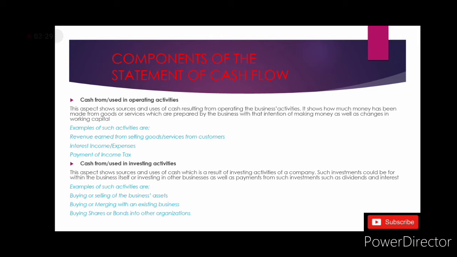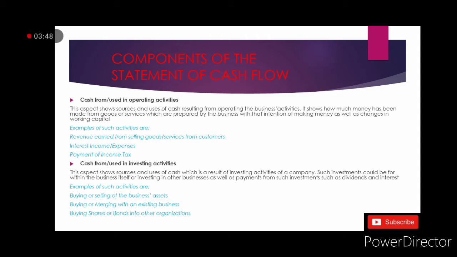And then there is payments of income tax. Income tax is basically tax that you have to pay to the government as a result of your operations. If a business exists, it obviously has to pay tax. When a business is operating, it obviously has to pay tax. So that expense is also recorded here.